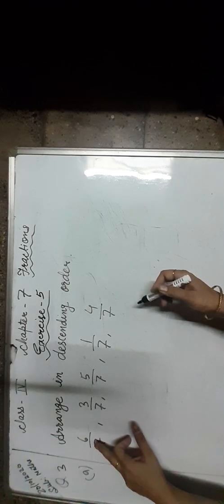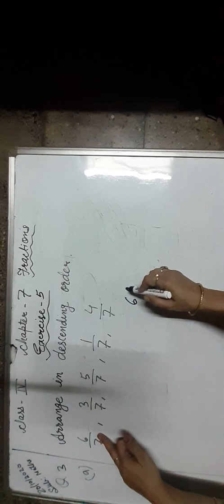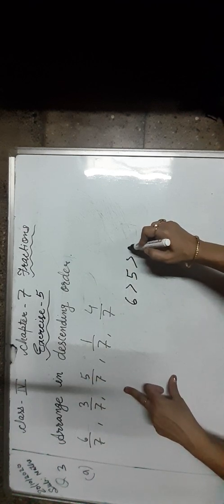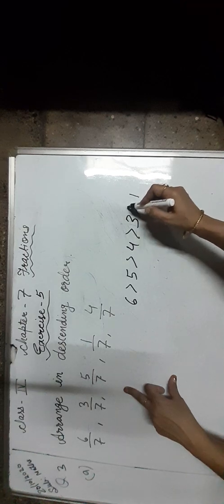So which has greater numerator? 6 is the greatest numerator. 6 is greater than 5 is greater than 4 is greater than 3, greater than 1. And as we know, which has greater numerator is the greatest fraction. And in descending order, we move greatest to the smallest.